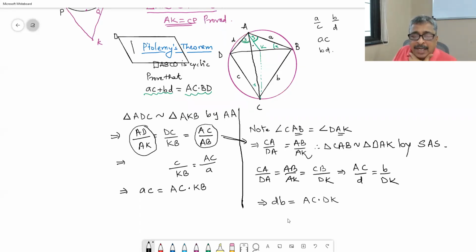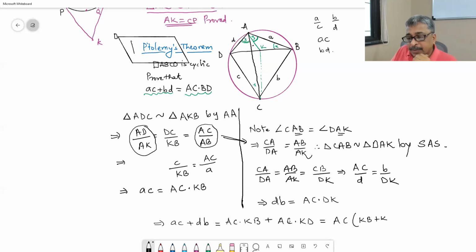So we have got AC and DB in the product form the way we want. Therefore, we can do it like this now. AC plus DB, we can add them and check what happens. It is equal to AC into KB plus AC into KD, which is AC inside bracket KB plus KD. But if we look at the diagram, KB plus KD are collinear, therefore AC into BD. Theorem proved.